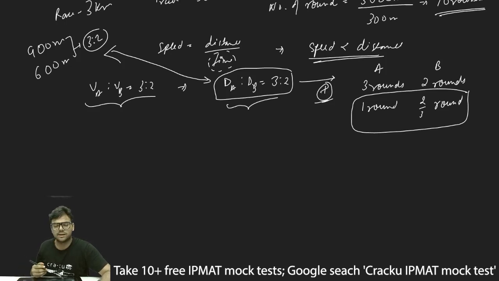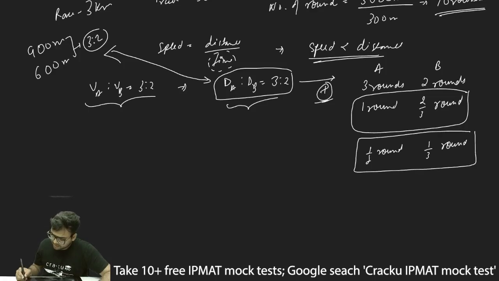Also we can just directly divide by 2 as well. So by the time A is covering half round, B will cover 1 by 3 round. I can just take this 2 to the left hand side. So A is covering half round, B is covering 1 by 3 round.